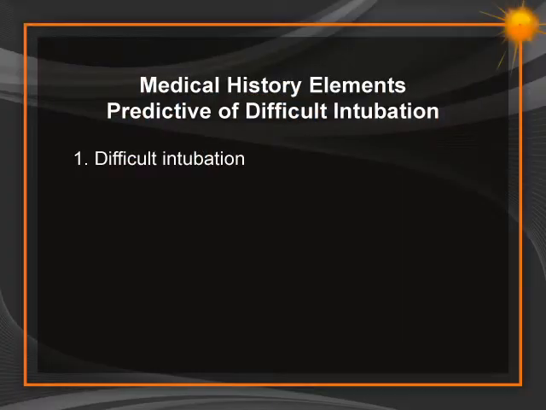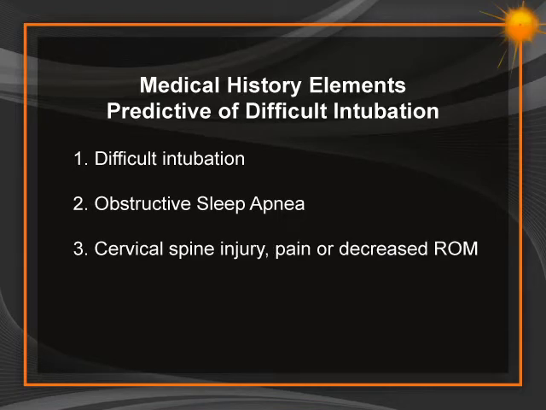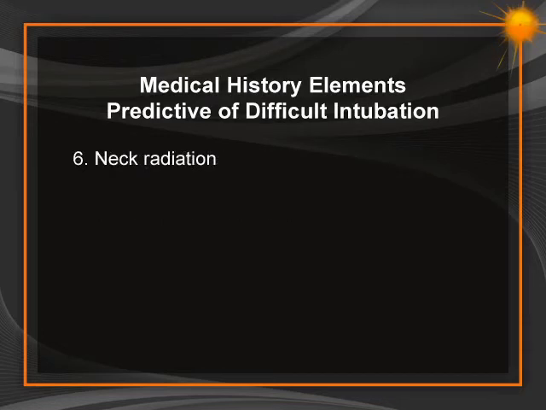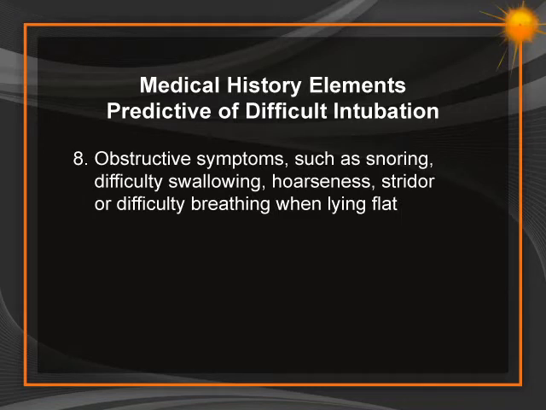Many of the history and physical exam elements that predict difficult intubation are different from those relevant to ventilation, though equally important. To determine if a patient will be challenging to intubate, ask about history of difficult intubation, history of obstructive sleep apnea, history of C-spine injury, pain, or decreased range of motion, history of facial or neck trauma or surgery, history of facial, neck, or mediastinal mass, history of neck radiation, temporomandibular joint disorder, history of obstructive symptoms such as snoring, difficulty swallowing, hoarseness, stridor, or difficulty breathing when lying flat.